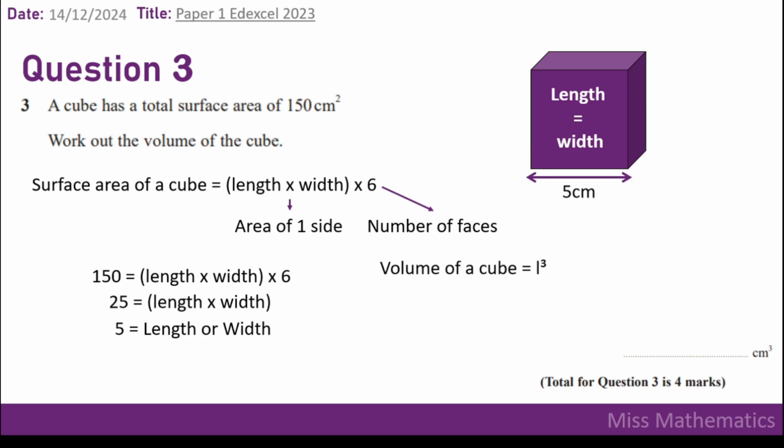Therefore, we need to use this value to find the volume of the cube. Volume of a cube is found by doing length cubed. So 5 times 5 times 5 is 125 centimeters cubed, and that's the volume of our cube.